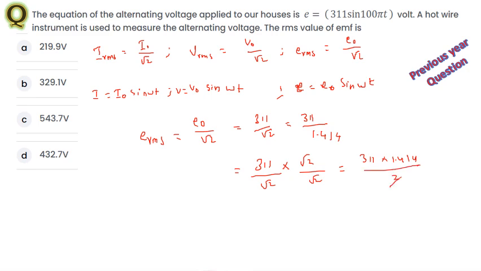Now cancel it in any way, that is 0.707 or simply 0.7 that you multiply here. If you multiply this, it will become around 219.89. So that is the answer in this case.